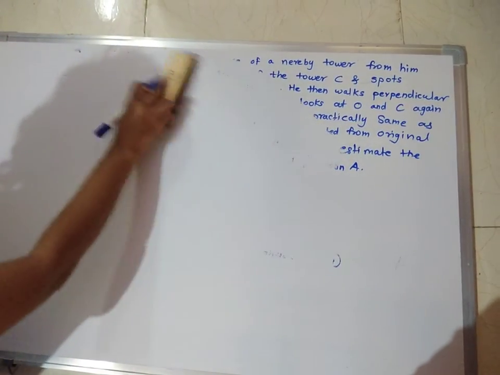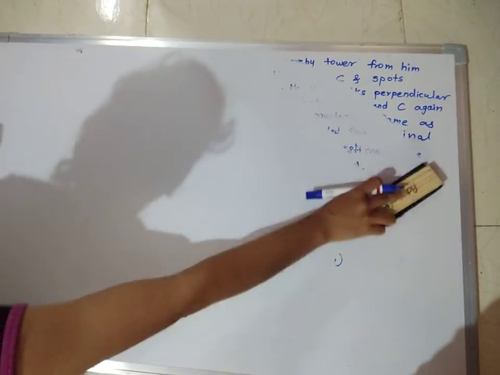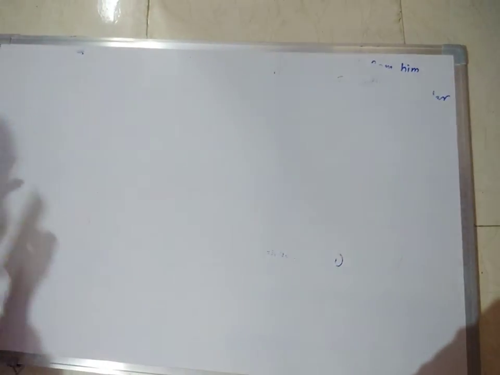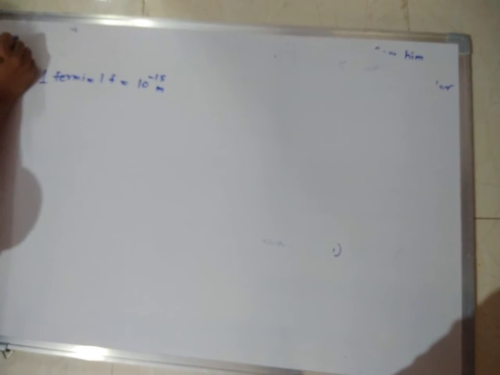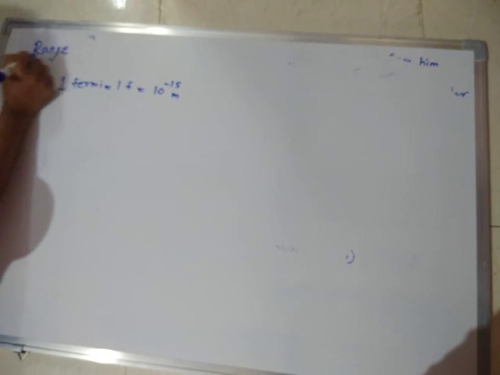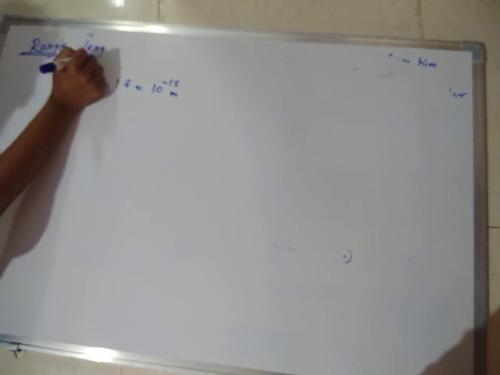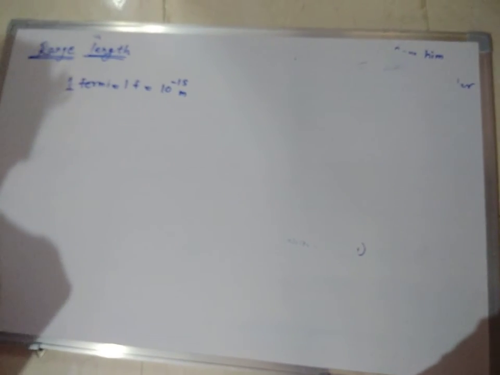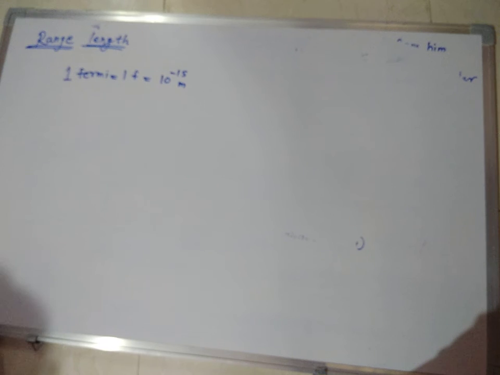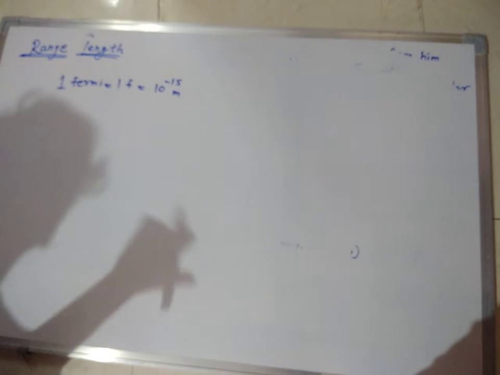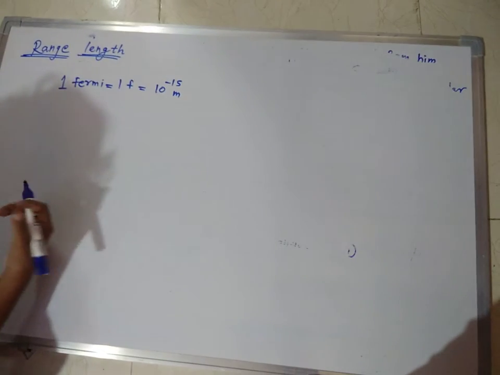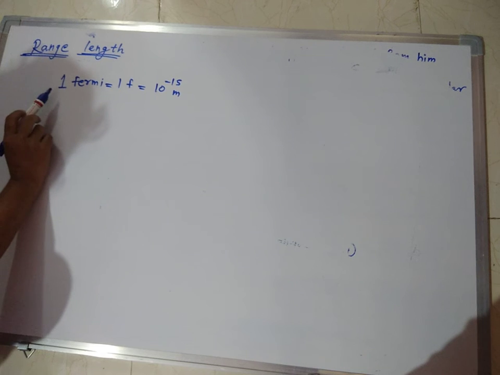Now see what are the ranges of lengths. 1 Fermi is equal to 10 raised to minus 15 meter. We are seeing the range. You know that we already studied about physics. The scope of physics is vast, and it covers a tremendous range, from micro to macro. So in the same way, we are seeing here some ranges.